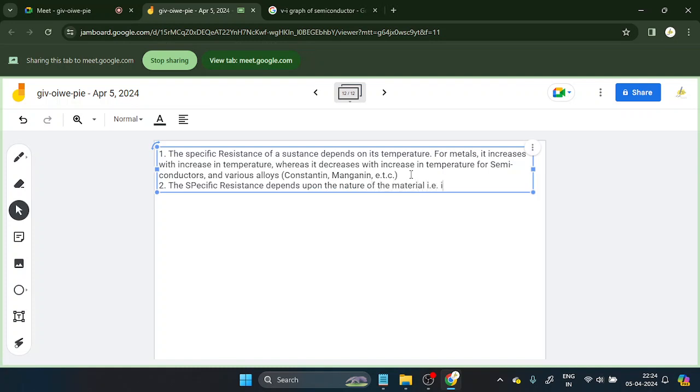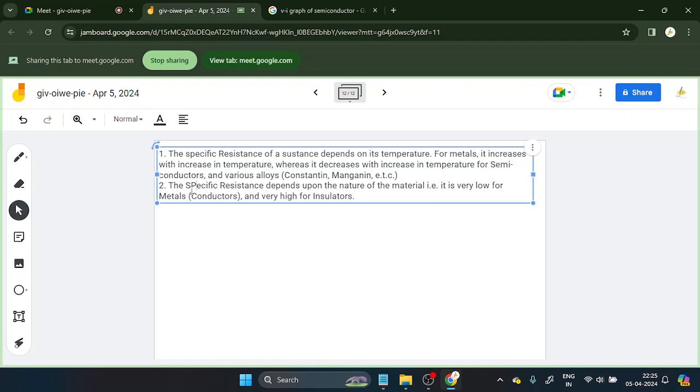That is, it is very low for metals, that is conductors, and very high for insulators, which are non-metals. Clear?